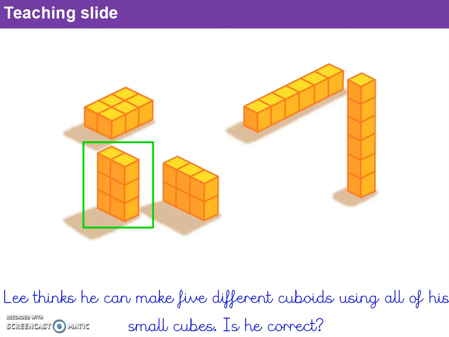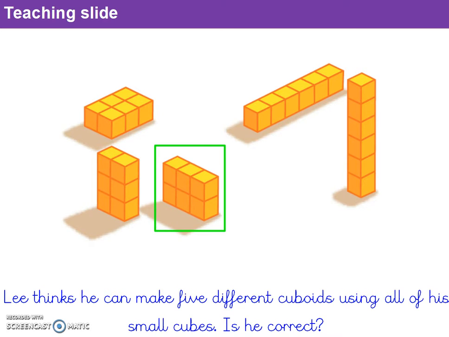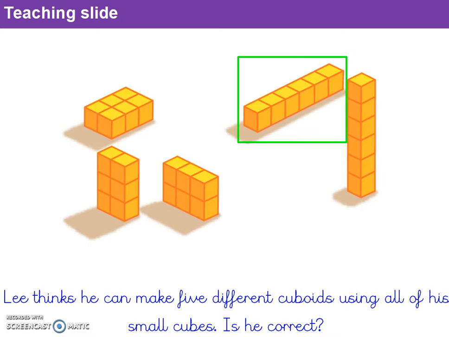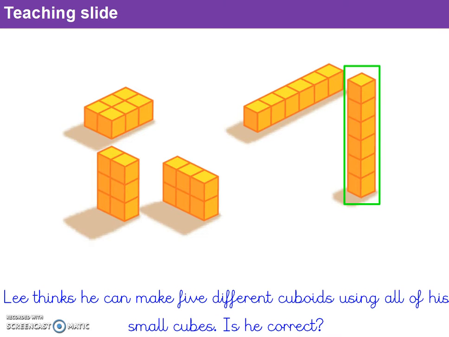His second cuboid is made up of 2 columns of 3 cubes side by side. His third cuboid is 3 columns of 2 cubes side by side. Lee's fourth cuboid is made up of 6 cubes side by side. And his fifth and final cuboid is made up of 6 cubes, one on top of each other.